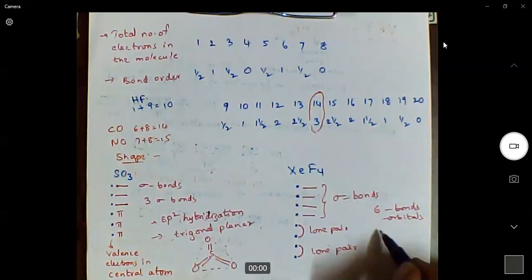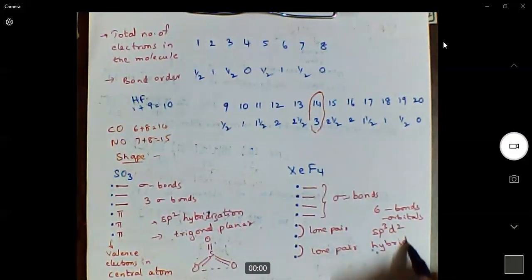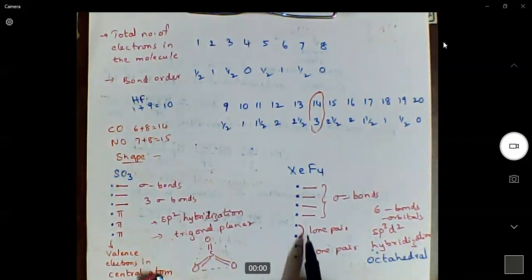So with 6 we will have sp3d2 hybridization. What is the shape? Shape is octahedral, octahedral with two lone pairs. These two lone pairs are placed one above the plane, one below the plane.